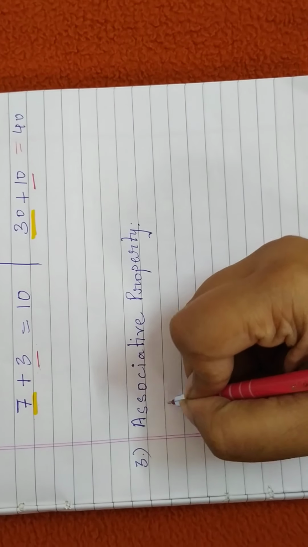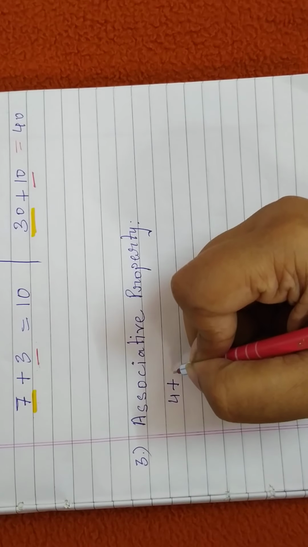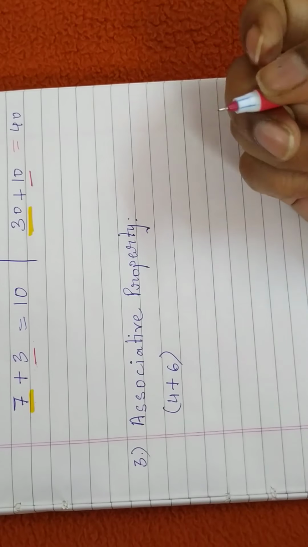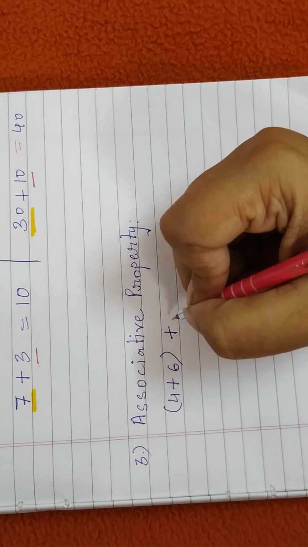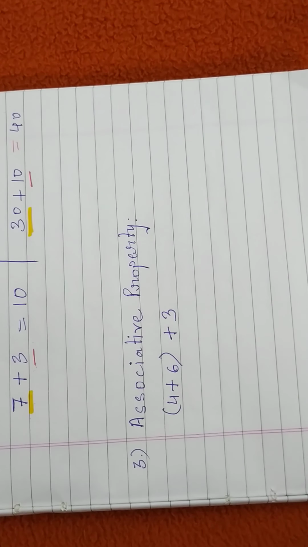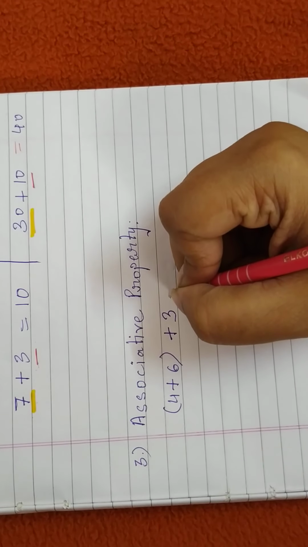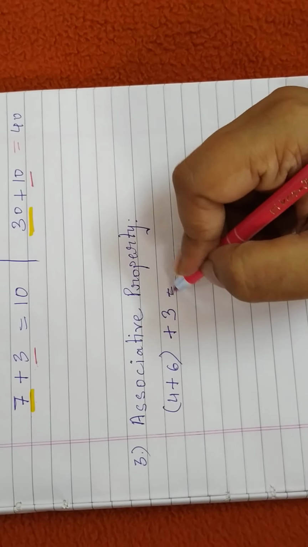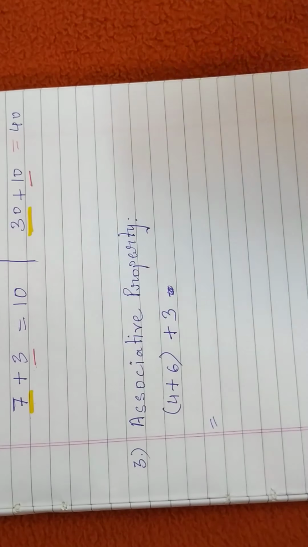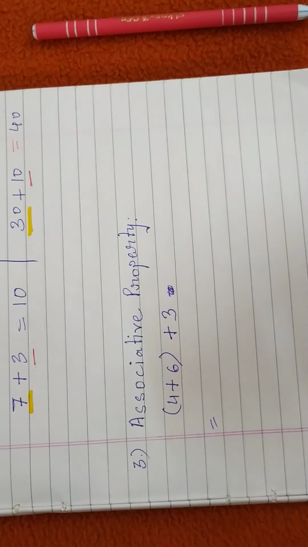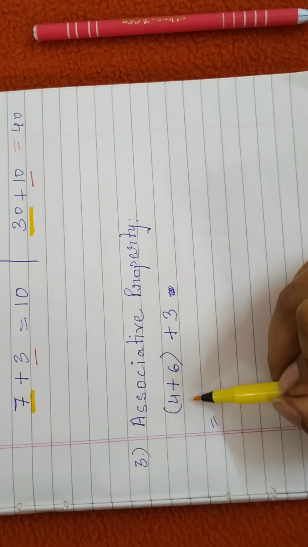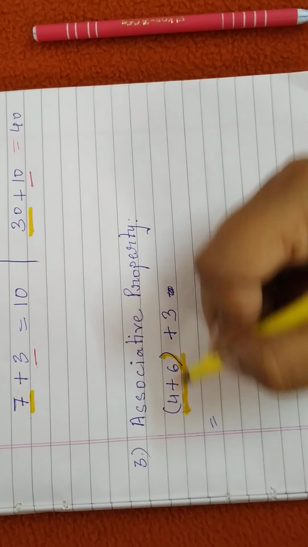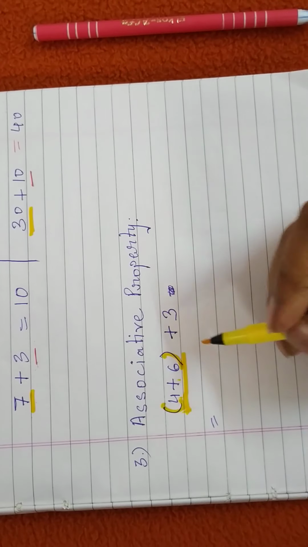Now, for example, let's take 4 plus 6, which is in a bracket, plus 3. Clear? What will be the answer? Tell me. I'll tell you. Now, before I go to the answer, I want you to understand. See, what is the group here? 4 plus 6 is making a group, because this is inside the bracket. So 4 plus 6 is making a group.